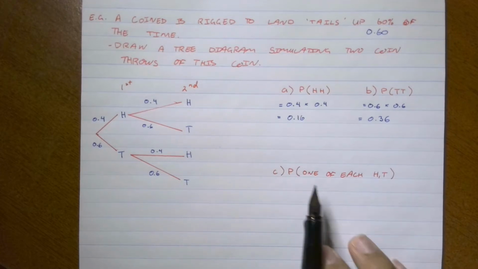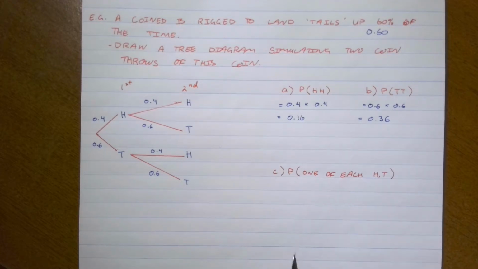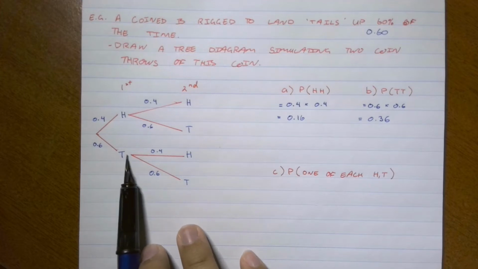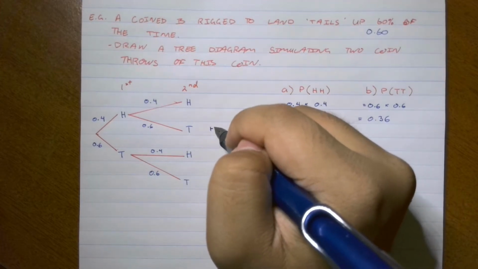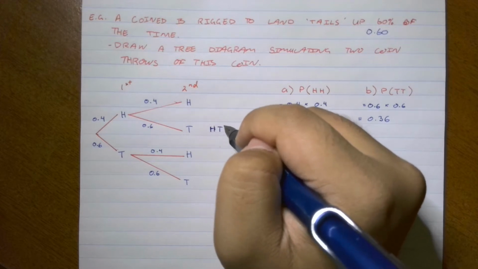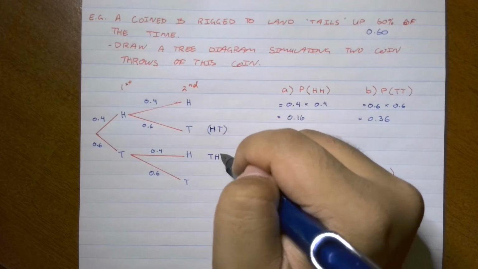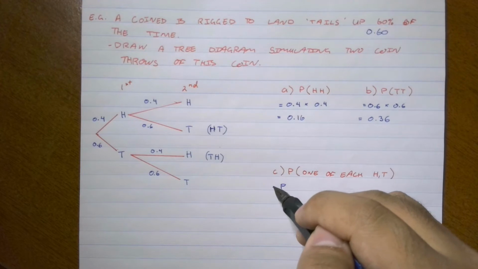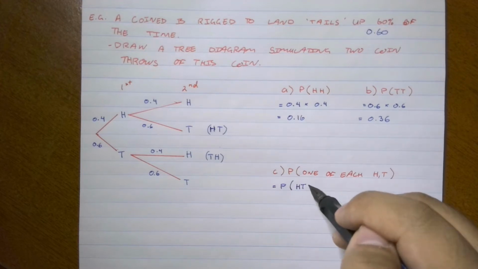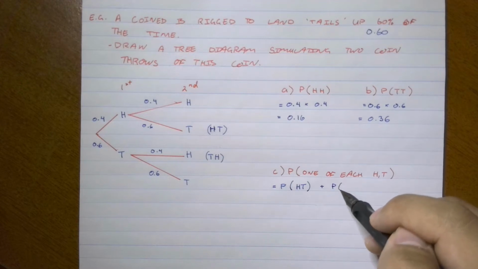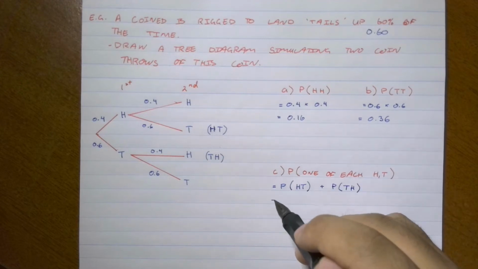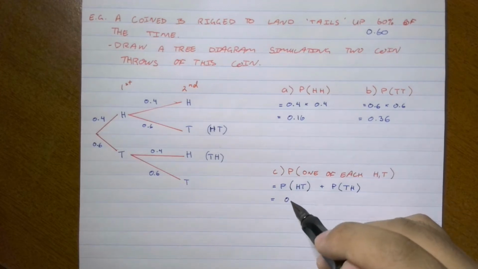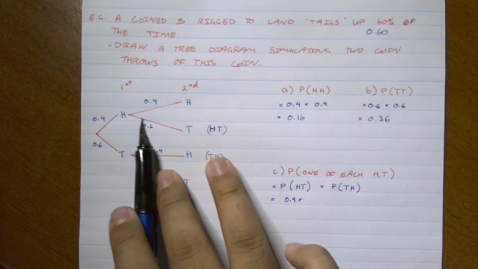Now for the last one, the probability of getting one of each, heads and tails, we could either get heads and then tails, or tails then heads. So we can either get heads tails like so, or we could get tails heads. Because it's either, we could add the probability, so this is the same as probability of heads tails plus the probability of tails heads. So heads tails is 0.4 times 0.6.